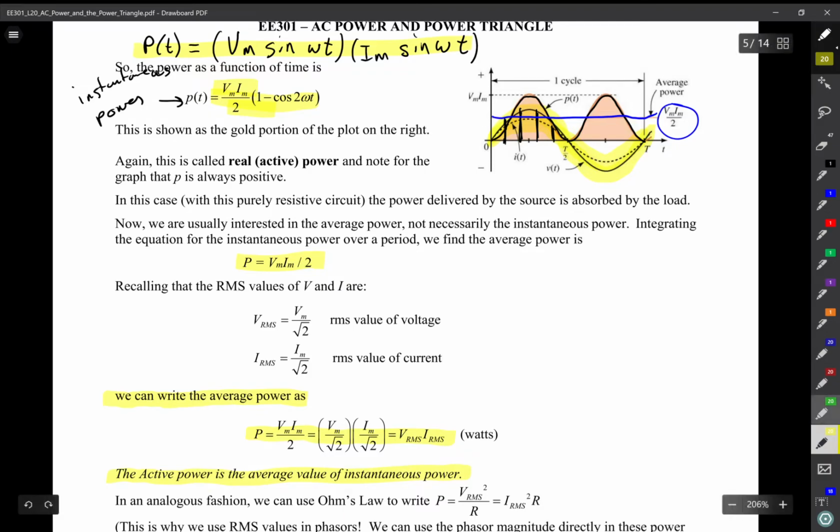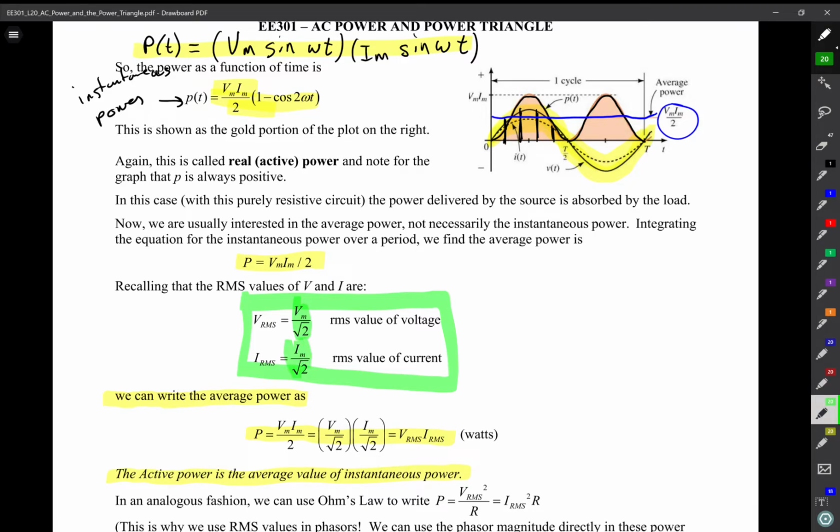Now, another clever way of doing that is to say that if we define everything in RMS, remember Vm divided by the square root of 2 times Im divided by the square root of 2, then I don't have to think about the average power as taking the peak voltages divided by 2 because I've already done it in that expression as I define them as RMS values. And so power, real power, for an AC circuit is simply equal to the RMS value of the voltage and the RMS value of the current. Okay.